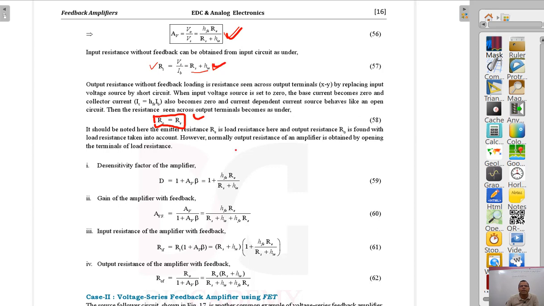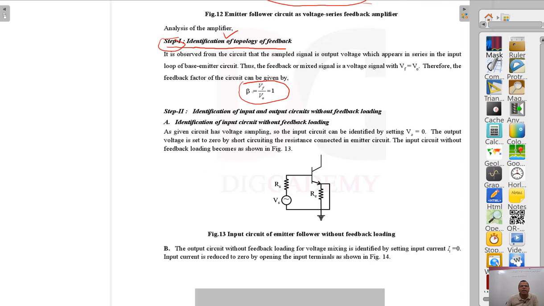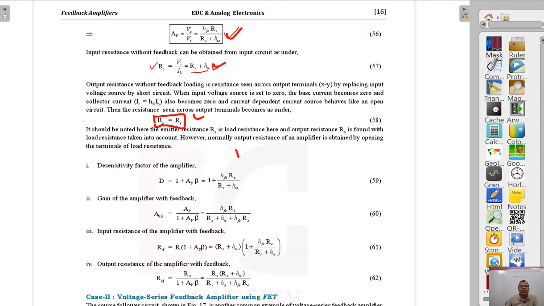So I have obtained input resistance, I have obtained output resistance. And we have obtained beta. Beta was equal to 1. I can just take you back. This beta was 1. Let us come back again. So I have obtained beta, I have obtained gain without feedback, input resistance without feedback, and output resistance without feedback. I'll just clean it so that it's visible to you.